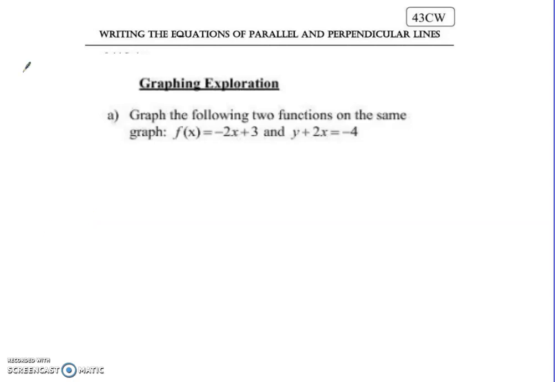Okay, we're going to be talking about writing the equations of parallel and perpendicular lines. We're going to start with the graphing exploration where we graph the following two functions on the same graph. Let's start by solving for y. This one is solved for you already. Y is equal to negative 2x plus 3.